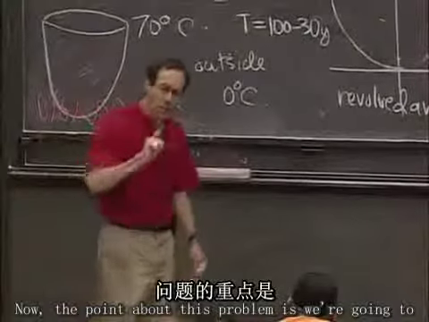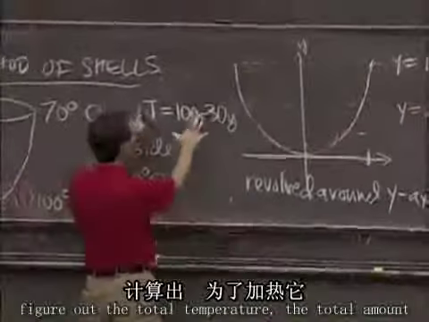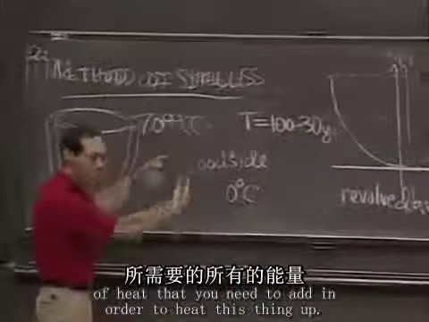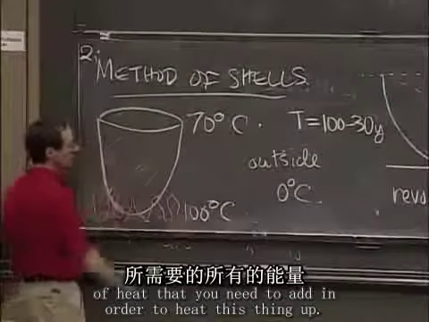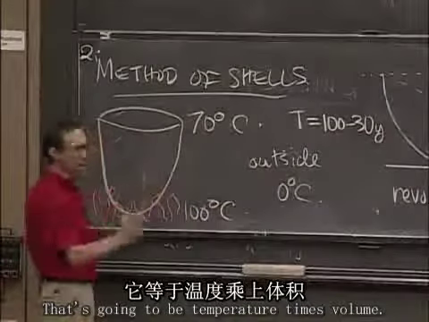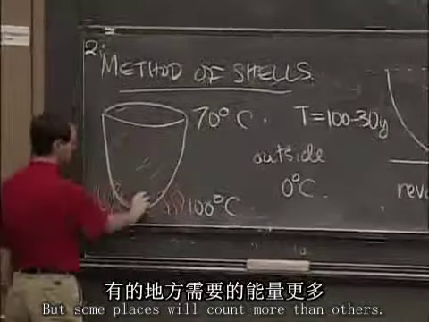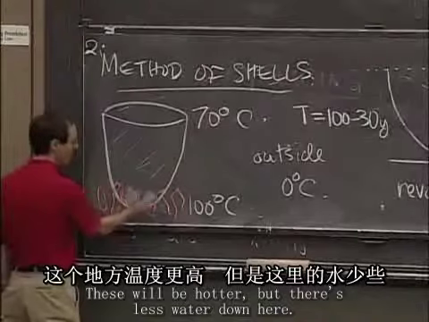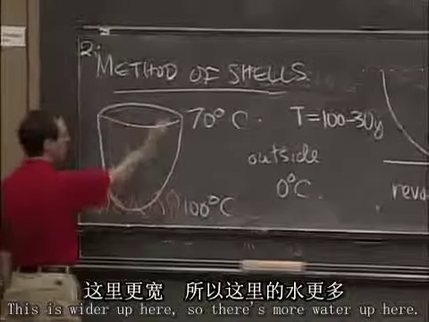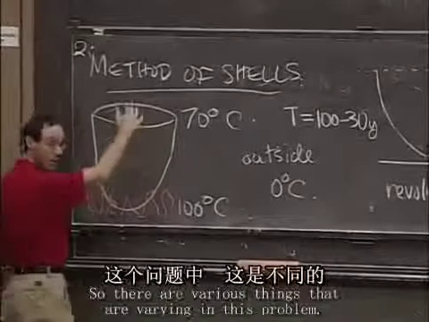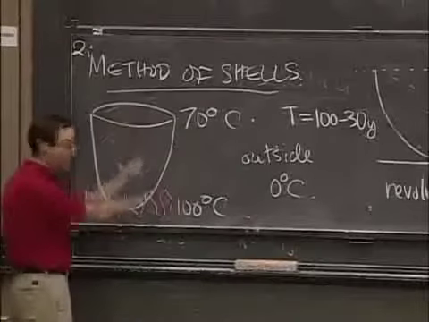The point about this problem is we're going to figure out the total amount of heat that you need to add in order to heat this thing up. That's going to be temperature times volume. But some places will count more than others. These will be hotter, but there's less water down here. This is wider up here, so there's more water up here. So there are various things that are varying in this problem.